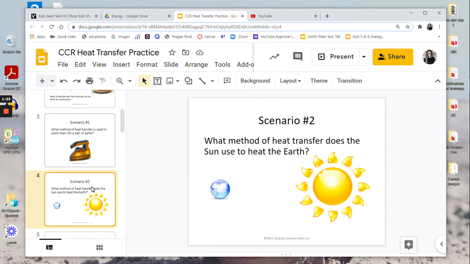Scenario number 2, what method of heat transfer does the sun use to heat the earth? The sun is not touching the earth. It is actually very far away, but I know in the summer when you go outside and you can feel the heat on your face, that is radiation. So it's the transfer of heat through the atmosphere.